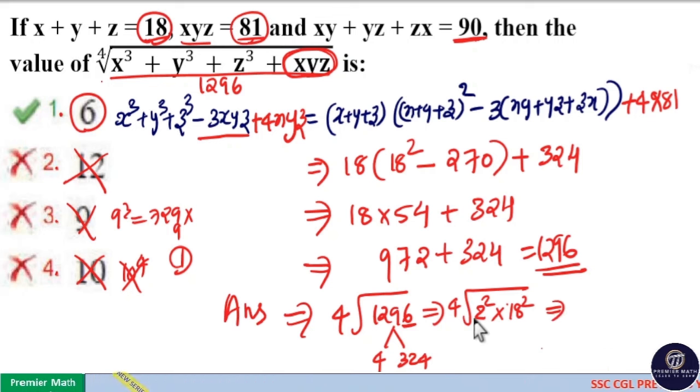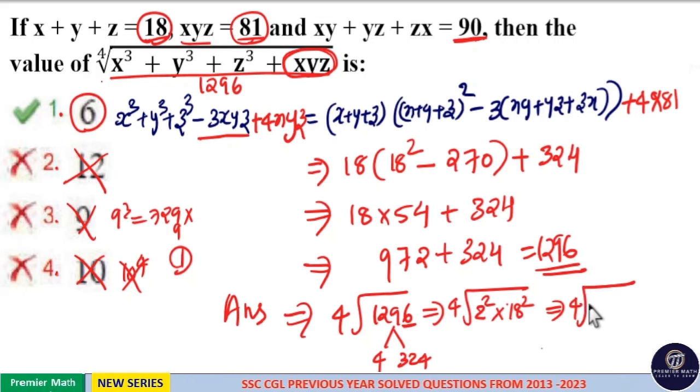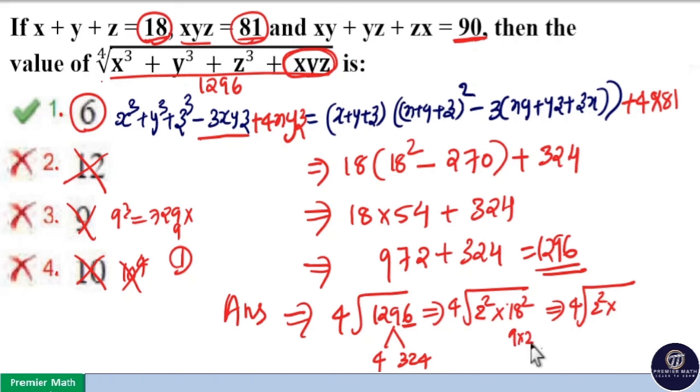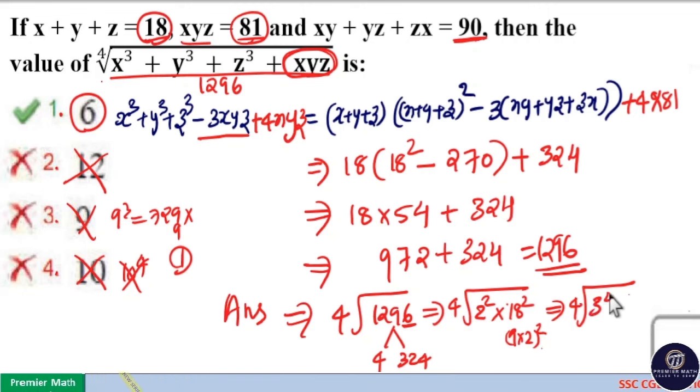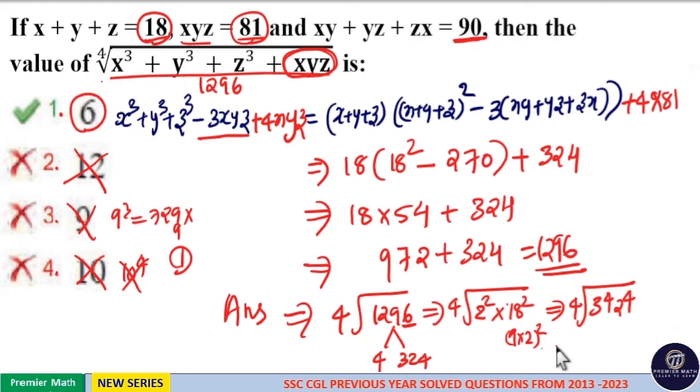Now, this can be written as 4th root of 2 square into 18 square is equal to 9 into 2 the whole square. So, 9 square into 2 square. 9 square is equal to 3 raised to 4. And remaining 2 square. Now this is equal to 3 raised to 4 into 2 raised to 4, which means this is equal to 6.